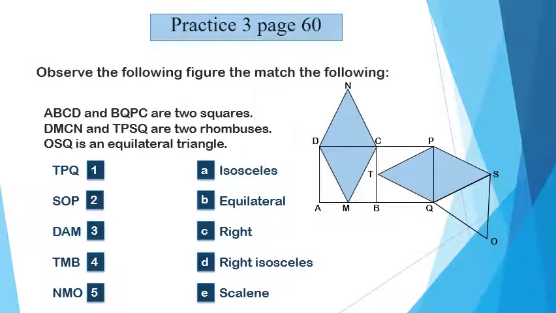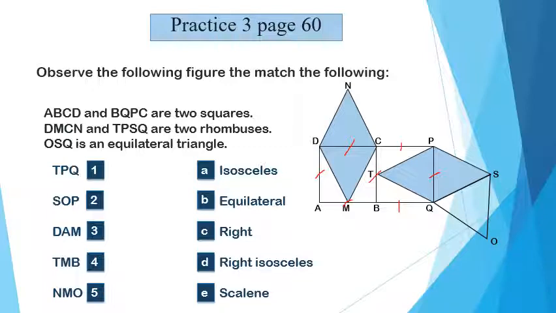Page 60. Observe the following figure, then match the following. ABCD and BQPC are two squares. Let's start with ABCD. It's a square, so AB equals BC equals CD equals DA. Okay? Now BQPC is also a square, so BC equals BQ equals QP equals CP.